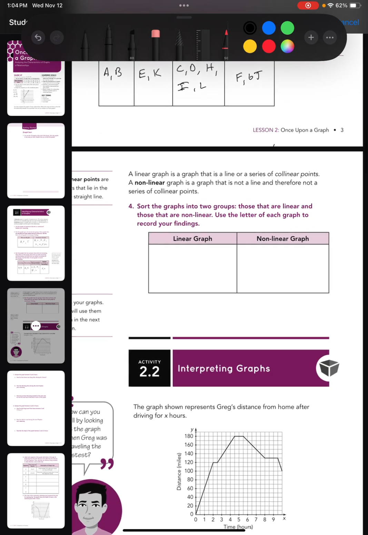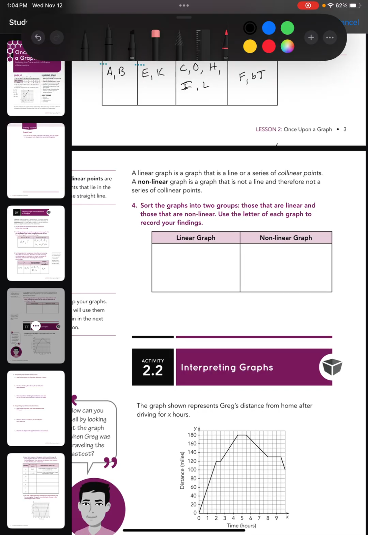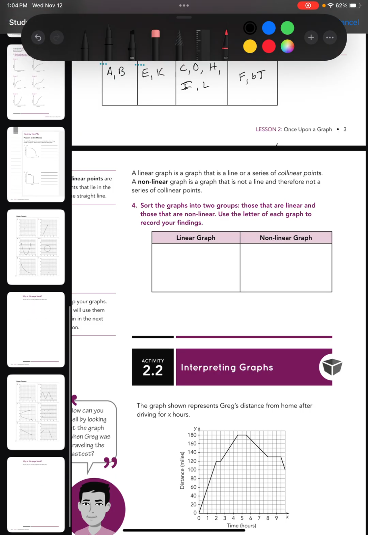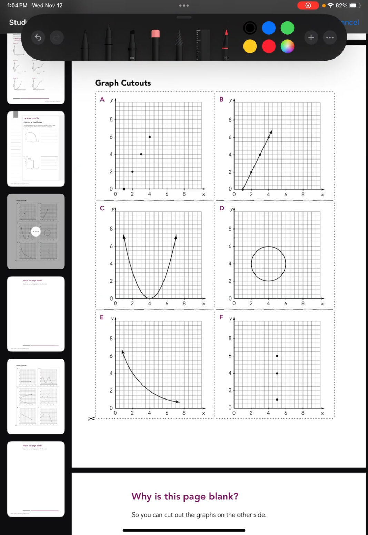All right, so a linear graph is a graph that is a line. First four letters of linear are line. So it's a series of collinear points, and a nonlinear graph is a graph that is not in a line, therefore not a series of collinear points. So if we want to sort those graphs now based off linear or nonlinear, if I go back to the graphs again, A would be linear, those are in a line. B is linear. F would be linear, it'd be a vertical line.